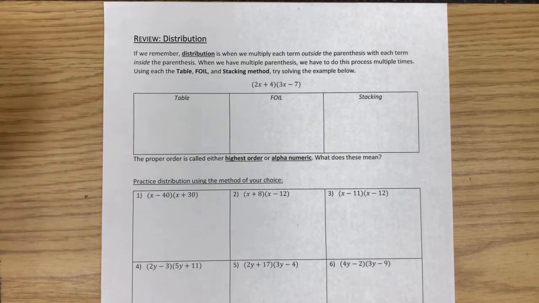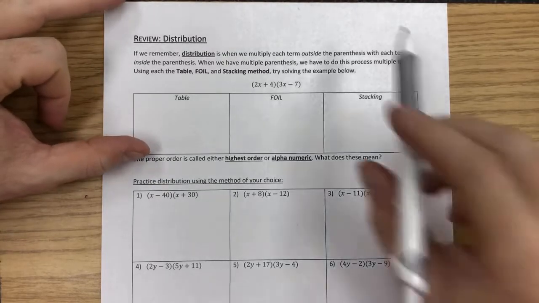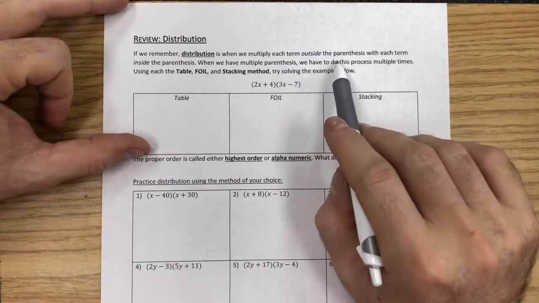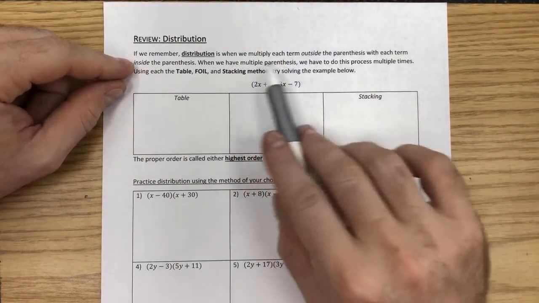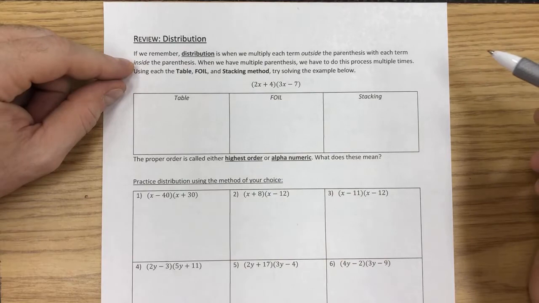So this topic is we're going to be reviewing distribution. Now, distribution simply means that we're going to multiply each term outside the parentheses with each term inside. When we have multiple parentheses, we have to do this multiple times.